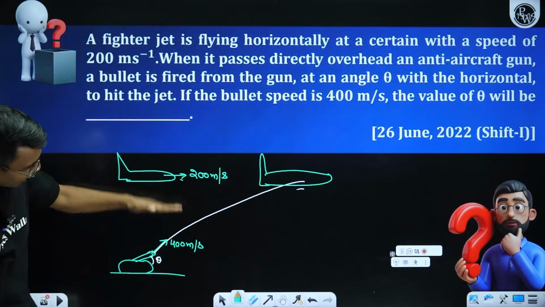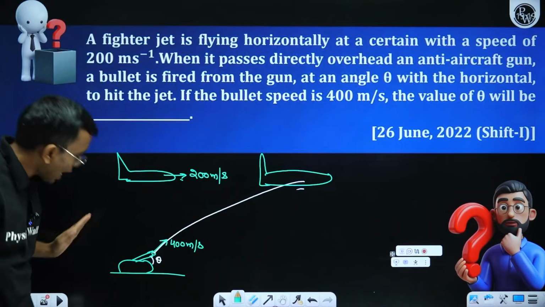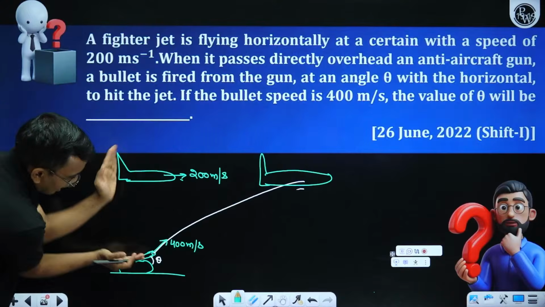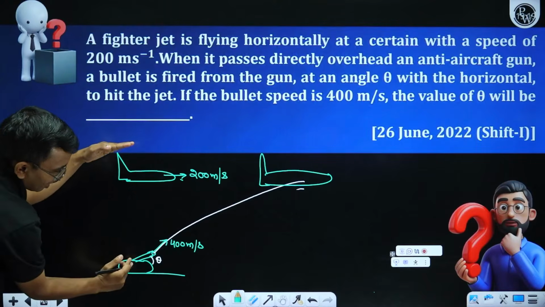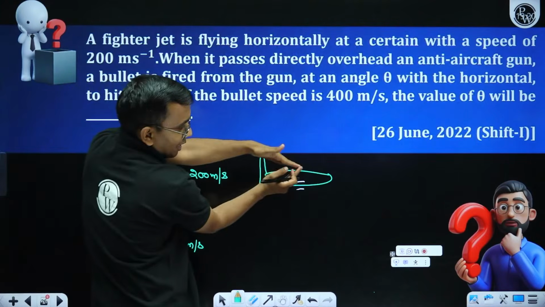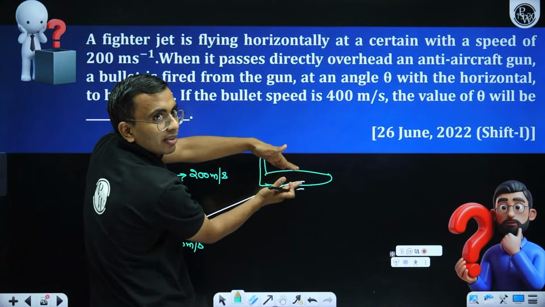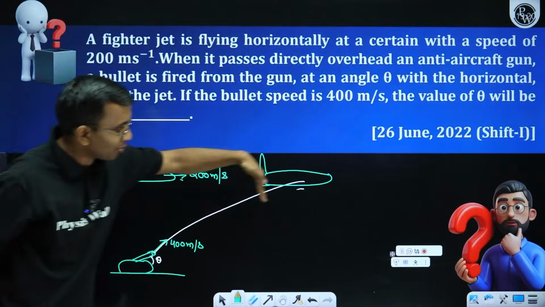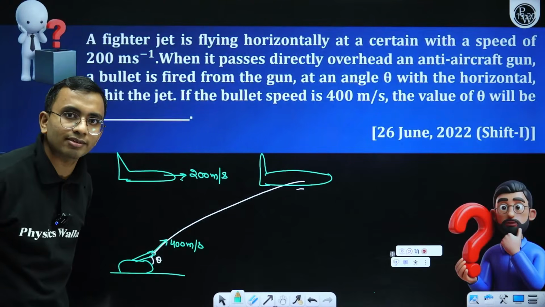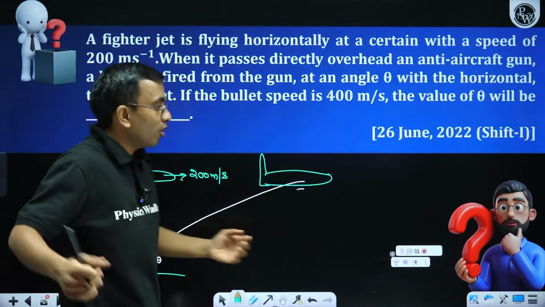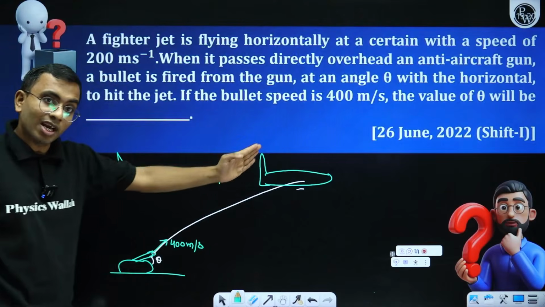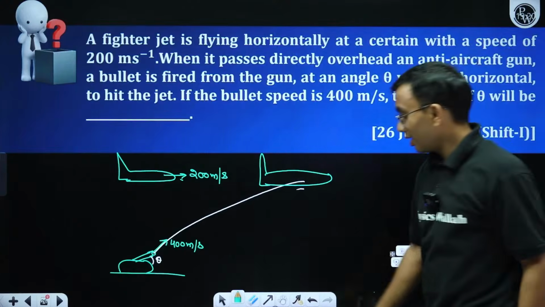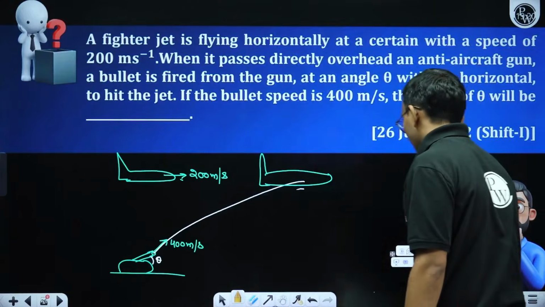Now you see the relative motion along the x-axis. Along the x-axis, are they covering the same distance? Yes, because along the x-axis, both were having the same x coordinate. When the bullet strikes here, they are having the same x coordinate. It means along the x-axis, the displacement is the same. Along the x-axis, the acceleration is the same, 0. Okay, it means the velocity along the x-axis has to be the same. Otherwise, they cannot strike.